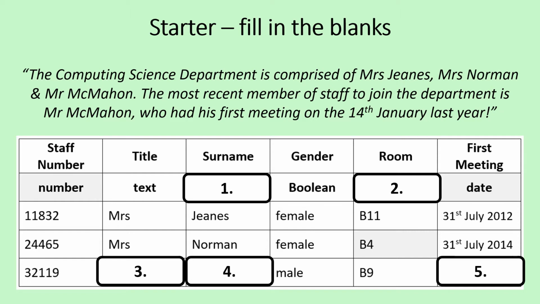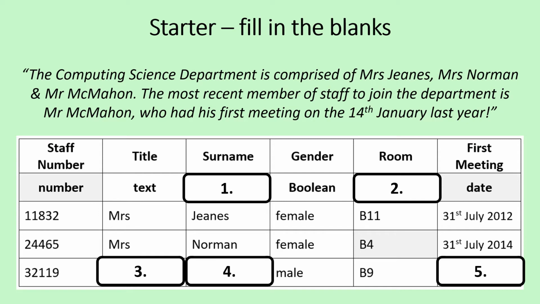So if we have a look at number 1, it's the surname field. And as you can see, there's Jeans and Norman already there. So which data type would you think could be applied to this field? If you have written text, perfect, you've got it right, because all of those are letters or words, which is just text in the database. Okay, so number 1 is text.